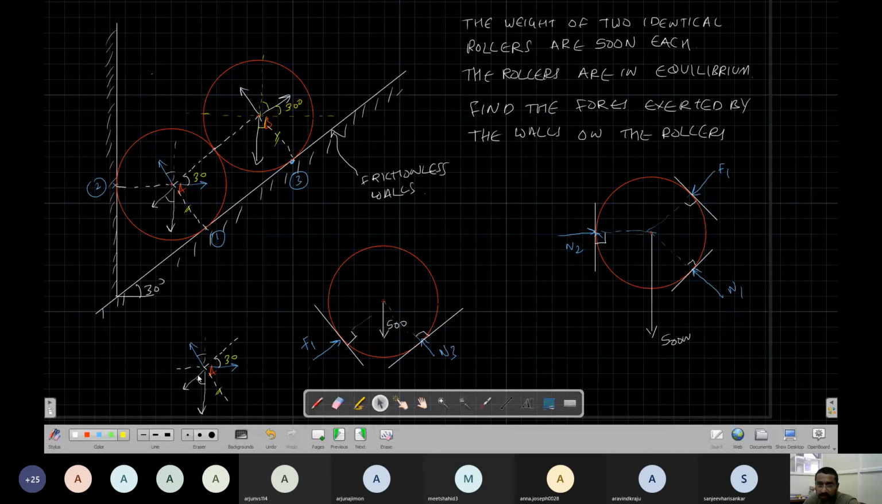Okay, if you see, this is one line. This is one line. So this is 30 degree. This is 30. So this is 30 degree. It's very small.